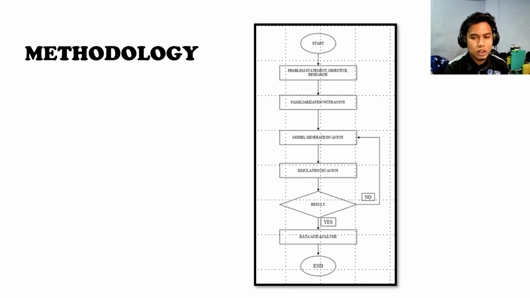Methodology. This is my flowchart, beginning with start, and then the problem statement, objective and research, and next familiarization with ANSYS software. Next, model generation in ANSYS, and then simulation in ANSYS. The next step is to get the result. If yes, we go through to the data analysis. If the result is not, go back to the model generation in ANSYS.